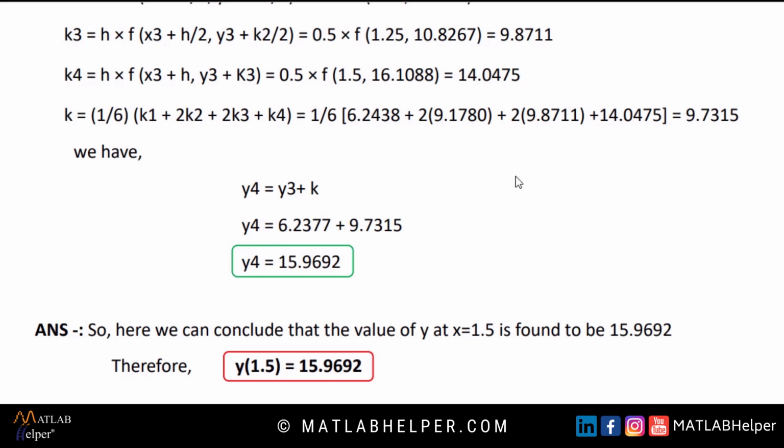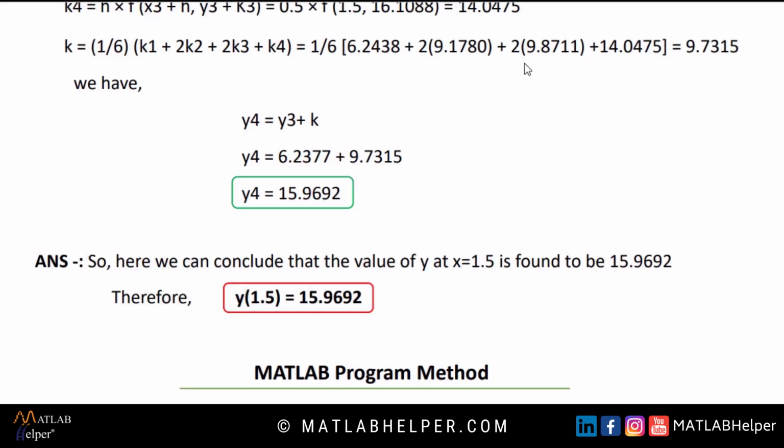Here we have the value of x4 as 1.5, so at this value of x, the value of y4 becomes 15.9692. Here we required 3 iterations because the formula of the RK4 method requires the value of x3 to calculate the value of y4. So now we will move on to the MATLAB programming method.